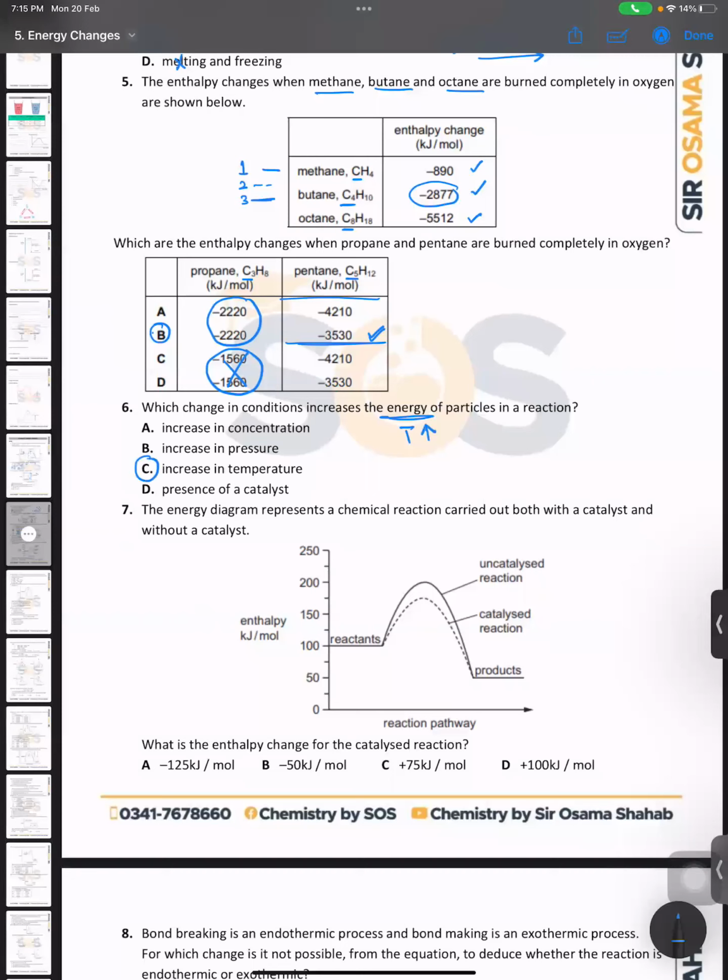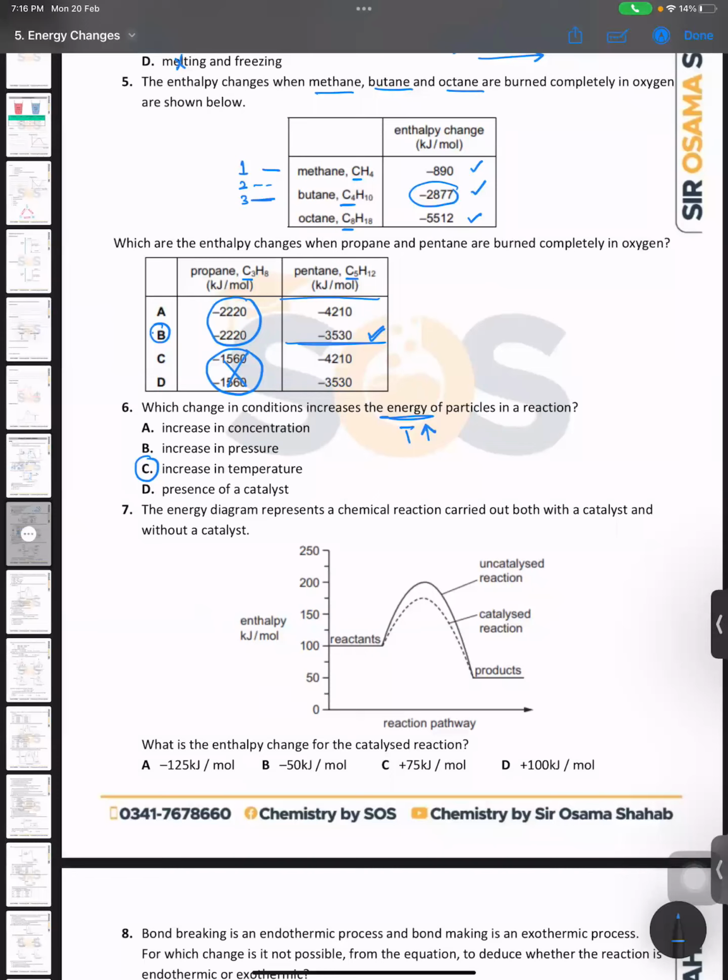So you can say that C should be the right answer. Very good, very good. Then question number 7, it's something very simple. We can just find it out by the graph. Aisha, what should be the answer of this, beta? C, कह रही है Aisha. Okay, let's see. So the energy diagram represent a chemical reaction carried out both with catalyst and without catalyst. They are asking about what is the enthalpy change for the reaction.